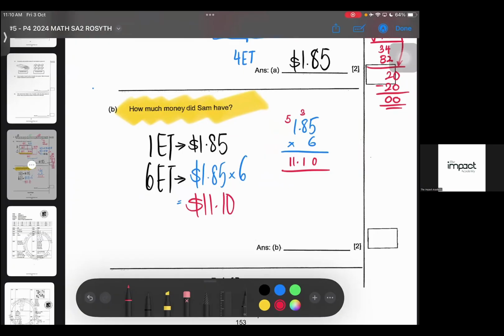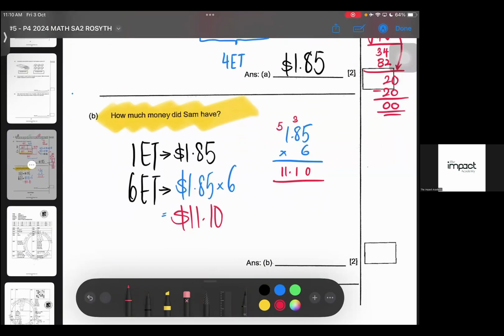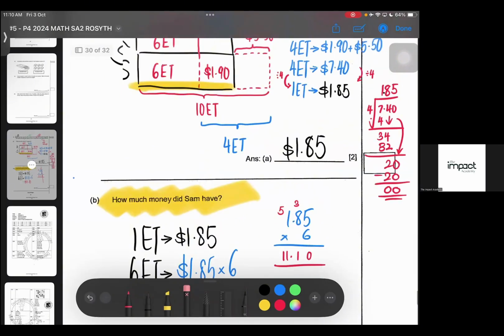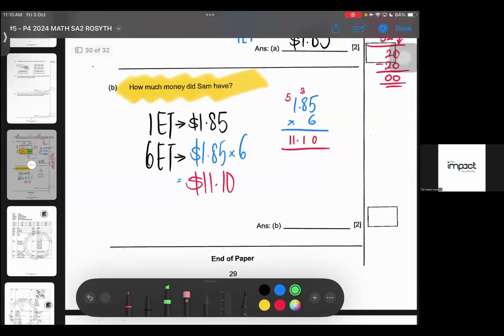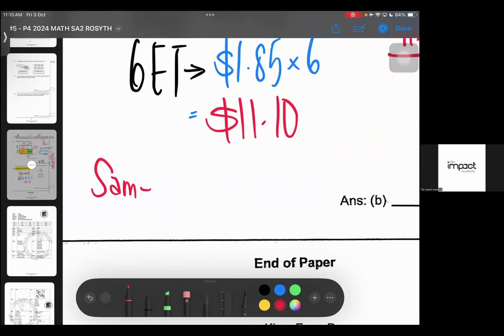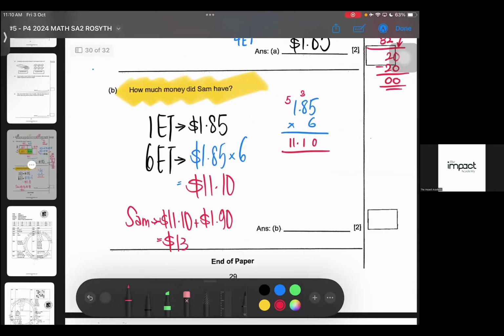So how much money did Sam have? He only has $11.10. Is that true? No, that's not true. Why? Because $11.10 is only from where to where? You just found it's only this, right? Don't forget, he didn't have that 5.50. He is left with this $1.90. Do you understand or don't understand? Yeah, so you have to add. So you're going to say Sam over here is going to be $11, right? Plus $1.90. You are absolutely correct. This is going to be a grand total of $13. Okay, and that's your answer for this question.